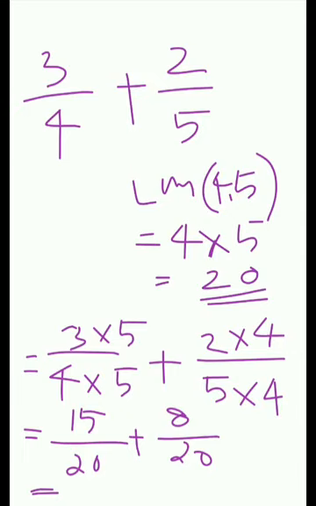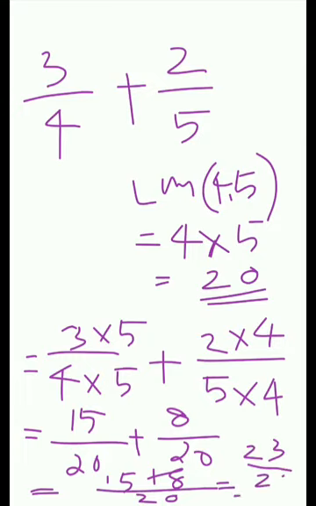So to add like fractions, we need to add the numerators. Here which are the numerators? 15 plus 8, then divided by the common denominator. What is 15 plus 8? 15 plus 8 is 23, divided by 20. This is how we find the sum of two unlike fractions. Here the sum of 3 by 4 and 2 by 5 is 23 by 20.